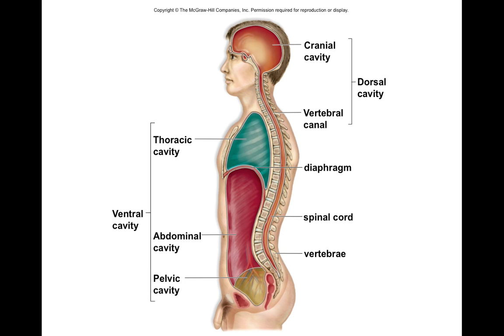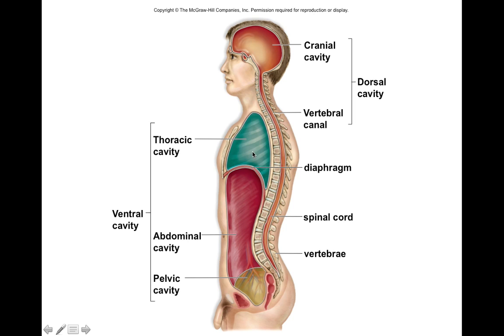In Chapter 11, we also talk about the different cavities in the body. You have the dorsal cavity versus the ventral cavity. Your dorsal cavity will include your cranial and vertebral cavities. Your cranial, including your brain, vertebral, including your spinal column and your spinal cord. The ventral cavity will include the thoracic, abdominal, and pelvic cavities. So you'll want to understand the differences between these two cavities.